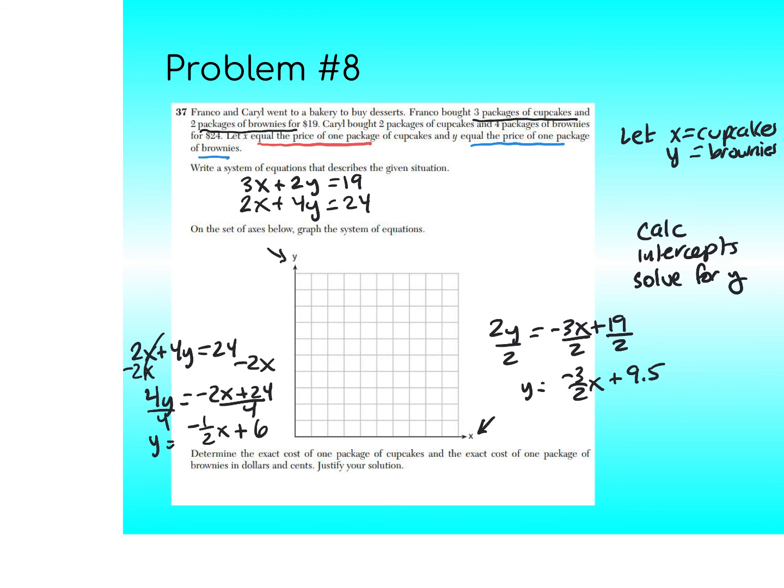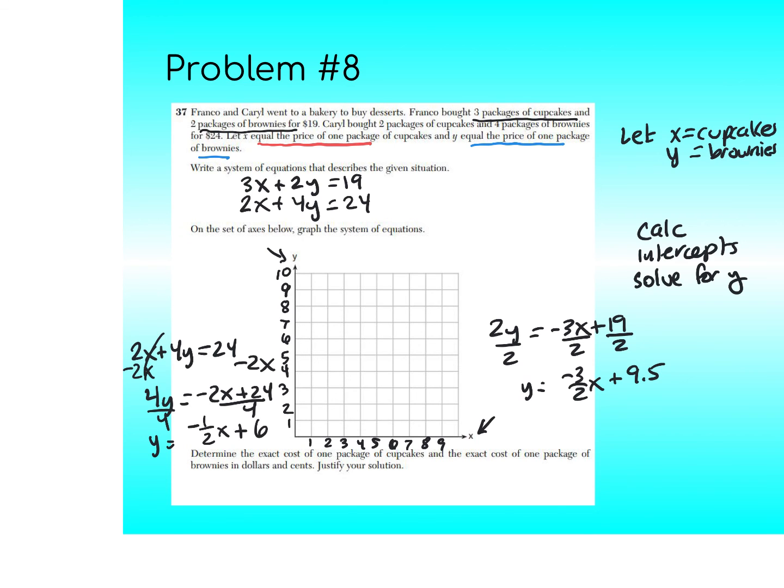So you'll see that I have solved for y, and that's helping me decide what my scale is going to be. So I'm just going to go by ones. And I don't have to label this, but I'm going to, just so you can see that I'm going by ones. And I'll go ahead and I'll graph the first one.